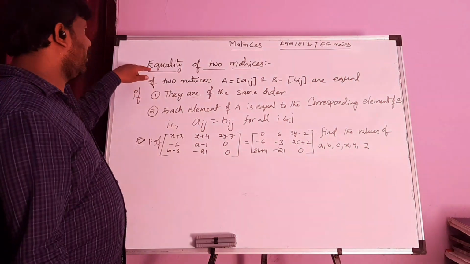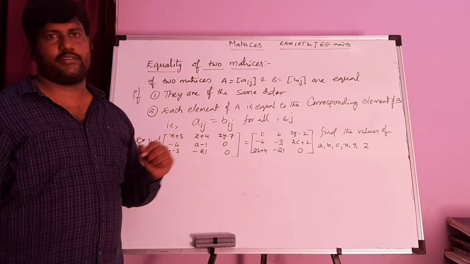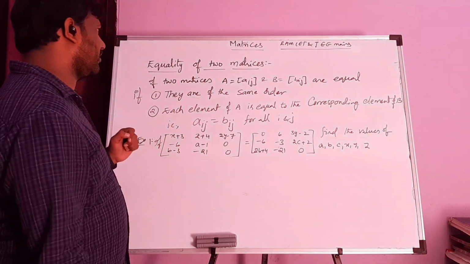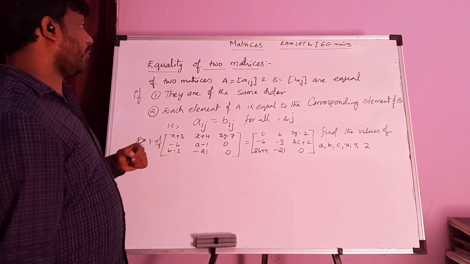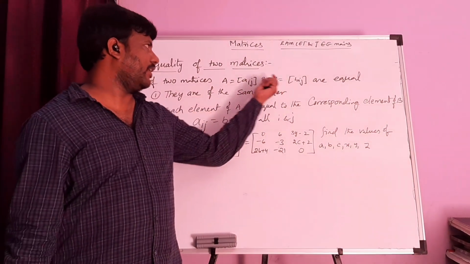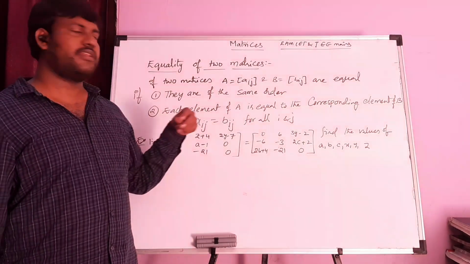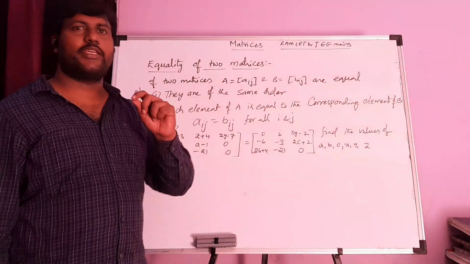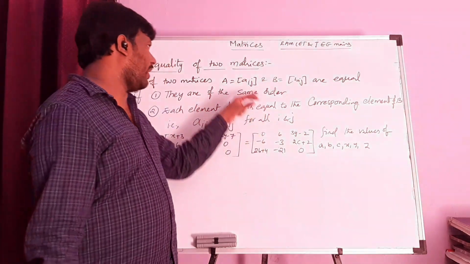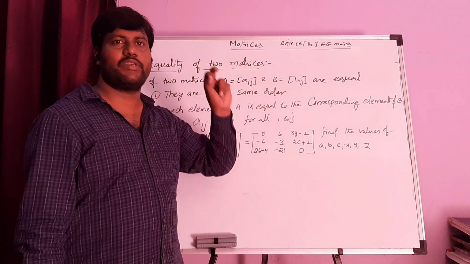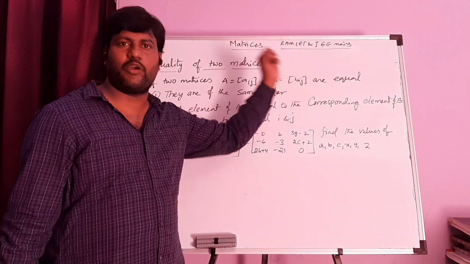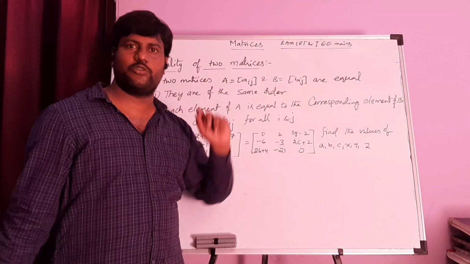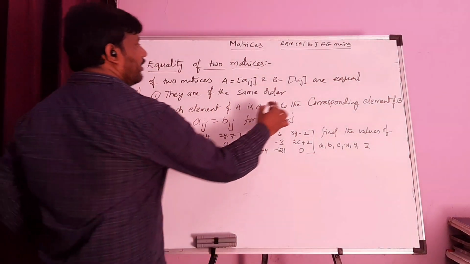Okay, next, equality of two matrices. How we define equality of two matrices is very important. Suppose we have two matrices A and B. When can I say these two matrices are equal? The first condition should be that they are of the same order. The matrices A and B having the same order. If A is n by n, B will also be n by n. If it is 2 by 3, it is also 2 by 3. So the first is the same order.